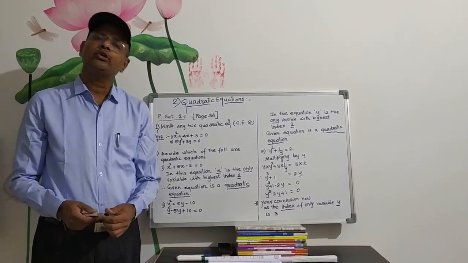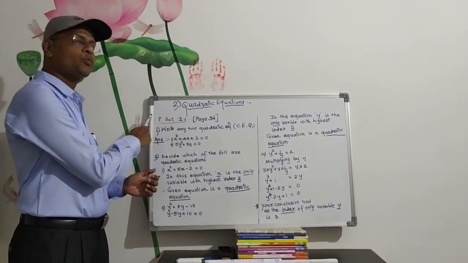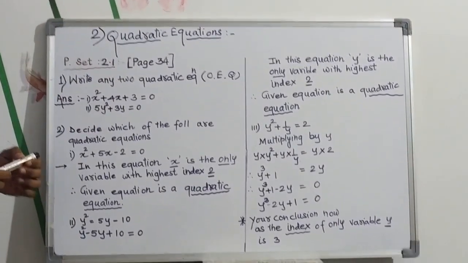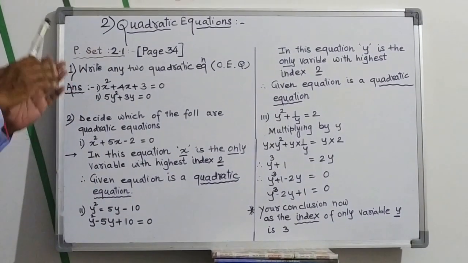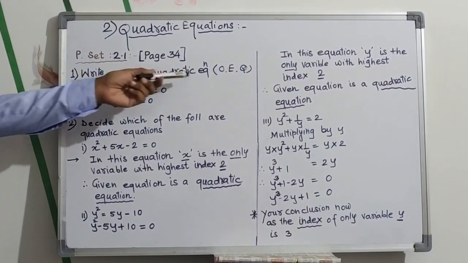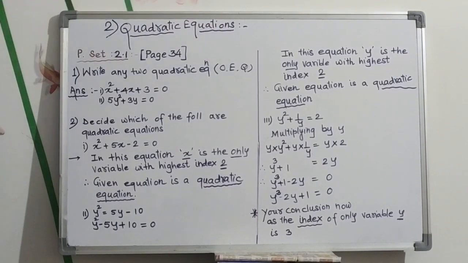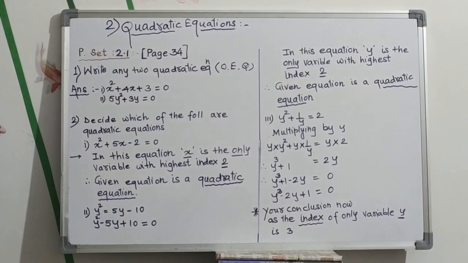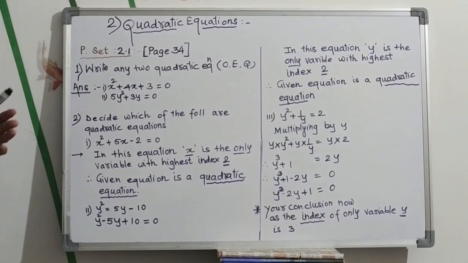So after the introduction of quadratic equation, let us start with exercise or problem set 2.1 from your textbook, page number 34. So the first example is: write any two quadratic equations. You have to write any two quadratic equations. I have purposely written here OEQ. It is an open-ended question. That means anybody can write any equation, but it should be a quadratic one.